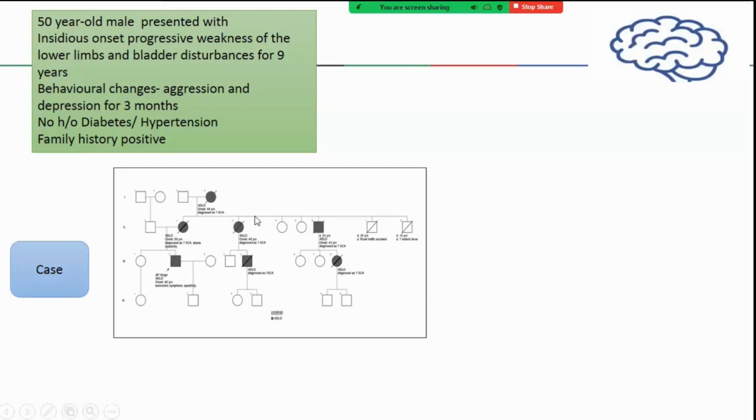So this was the kind of pedigree which we drew, and we found that there were multiple individuals affected in the family with a similar disease. So what inheritance does it look like? How many of you say it is autosomal dominant? Only one. Yeah, so this looks like autosomal dominant.